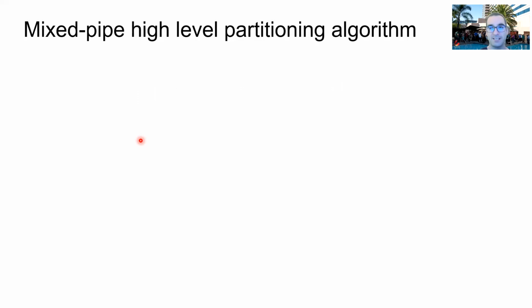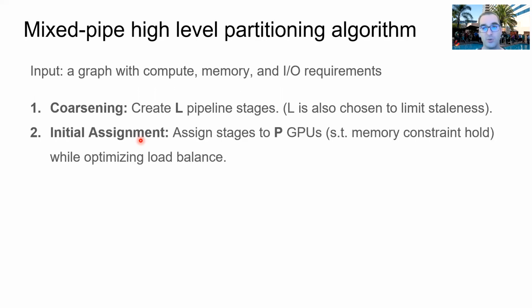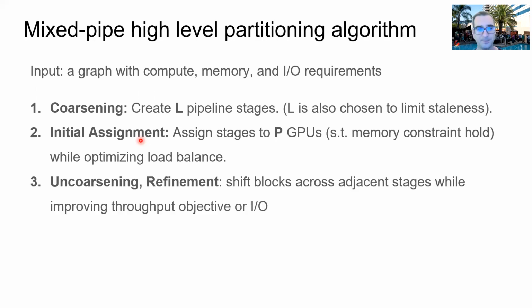So let's survey the MixedPipe high-level partitioning algorithm. The input to the algorithm is a weighted graph, and what it applies is the following. First, there is a coarsening phase in which the graph is coarsened to L pipeline stages, where L is chosen to limit staleness. Then there is an initial assignment to P GPUs, such that memory constraints hold, while optimizing load balance, and an uncoarsening phase and refinements where blocks are shifted across adjacent stages while improving throughput, objective, or I/O.